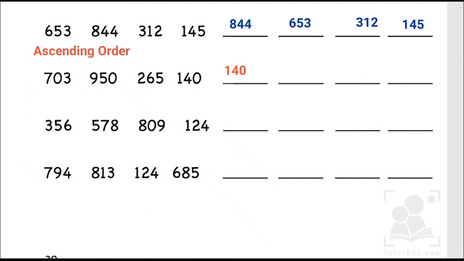Then 265. Then 703. And then 950. So this is how we do the ascending order, which starts from the smallest and ends at the biggest, whereas the blue one is the descending order, which starts with the biggest and ends at the smallest number. So the last two rows you have to do according to the ascending order.